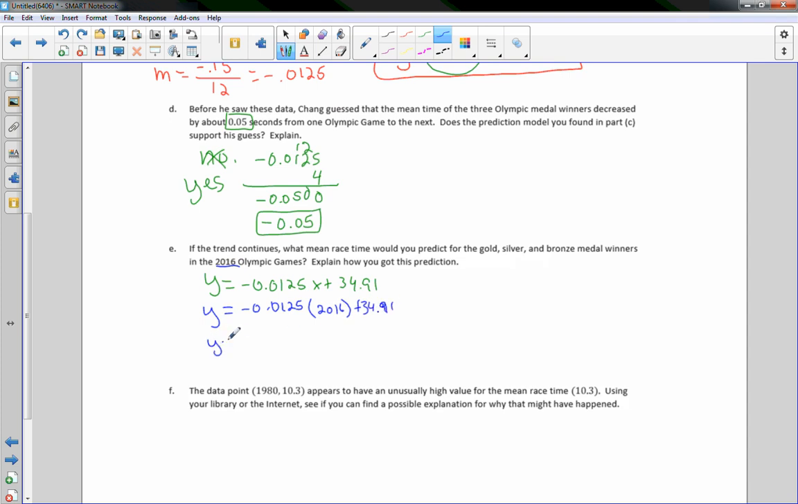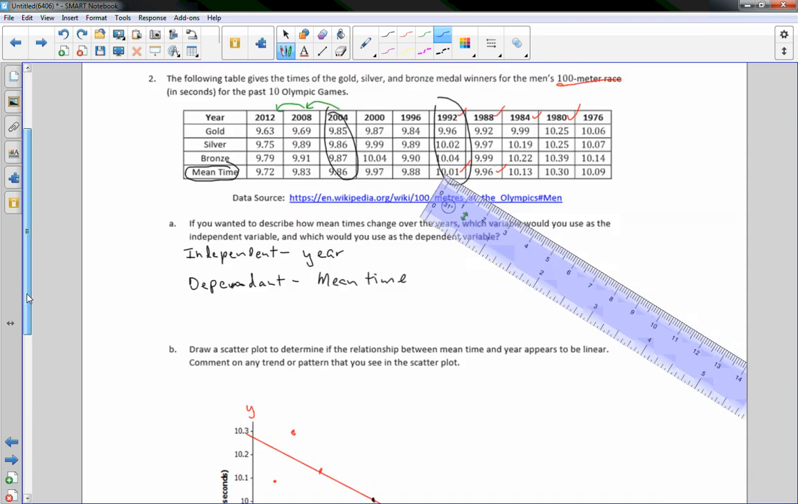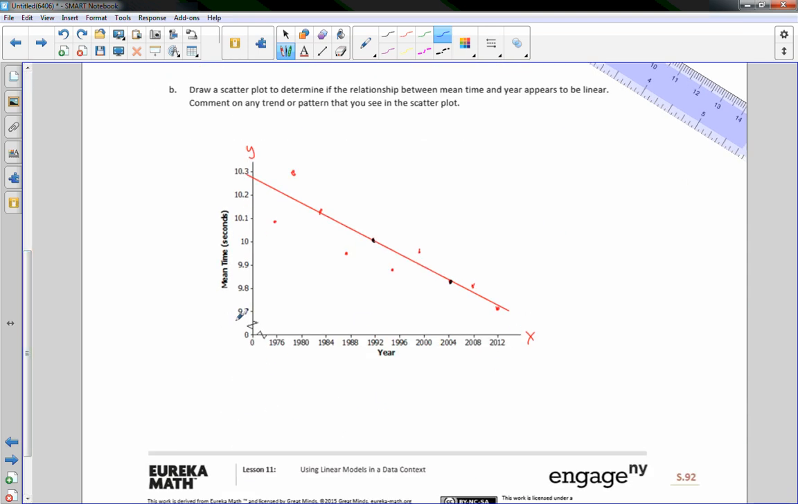Okay, so Y is going to equal negative 0.0125 times 2016, which is negative 25.2, plus 34.91. So my Y, which is my mean time, is going to come out to be 9.71. So if I go back to my graph, 9.71 for 2016 would be right over here somewhere. So that does make sense.